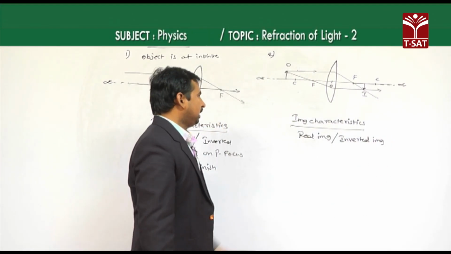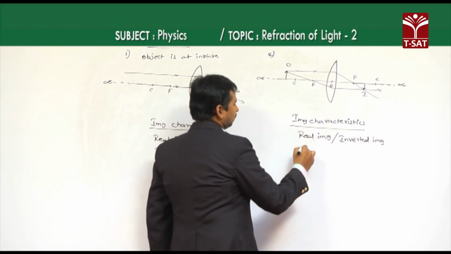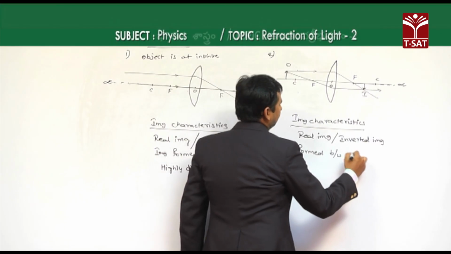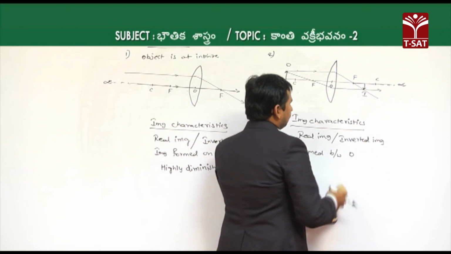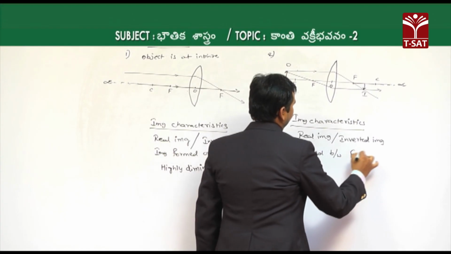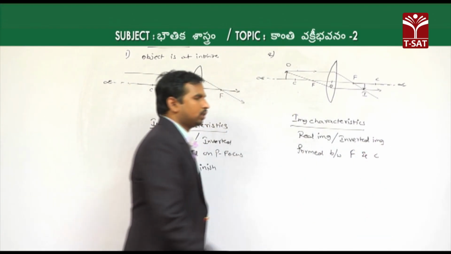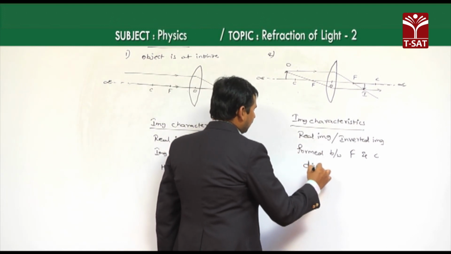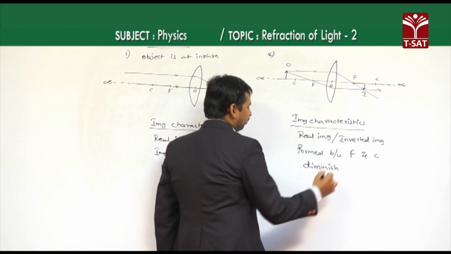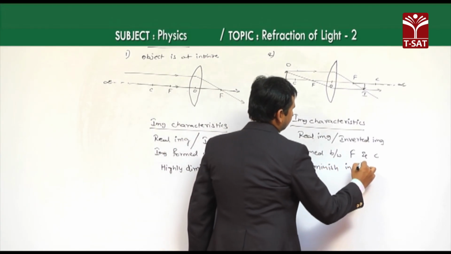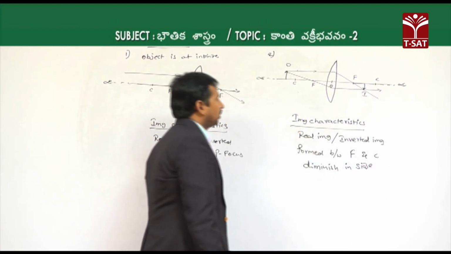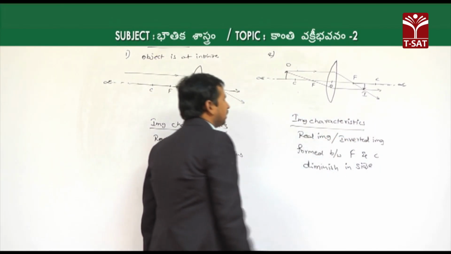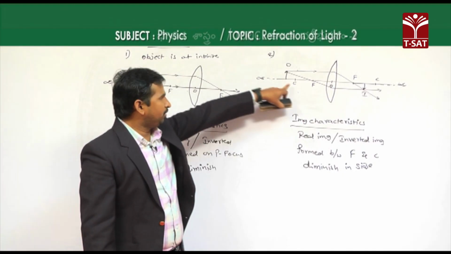And the next one, the image position is formed between F and C, that is, between the principal focus and the center of curvature. And the next one, it is of diminishing size, but not highly diminished, that is, diminishing size. Okay, like this. Now, if you come to the next case, the object is taken between infinity and C.